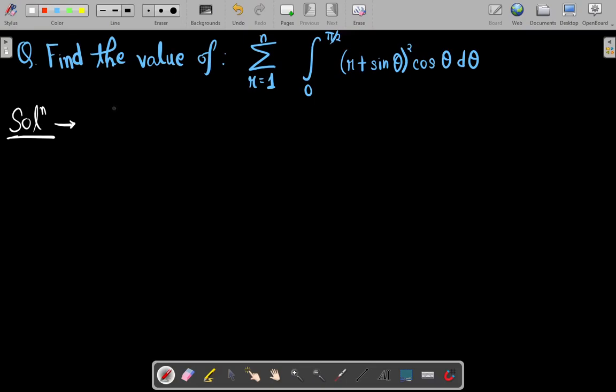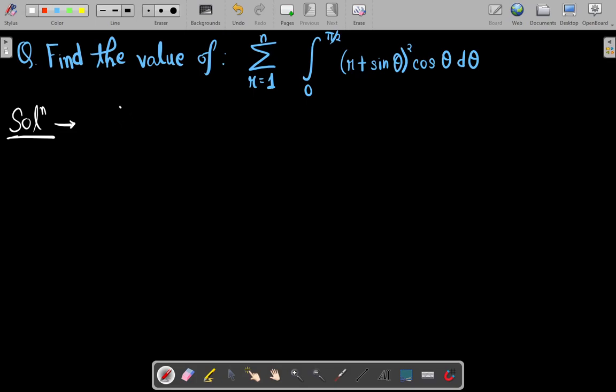Hello everyone. In this question, we are asked to find the value of the sum of r going from 1 to n of the definite integral where theta goes from 0 to pi over 2 of (r plus sine theta) whole square times cos theta d theta. So this is a summation and a definite integral given together, and there are two variables here. The summation goes for r from 1 to n and the integral goes for theta from 0 to pi upon 2. Okay, so let us start the question.